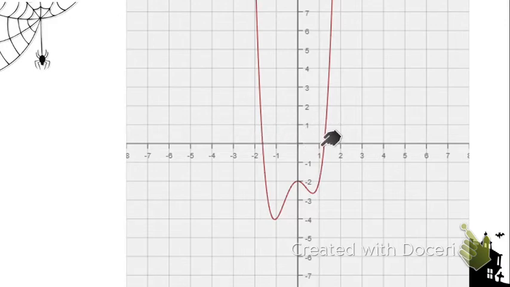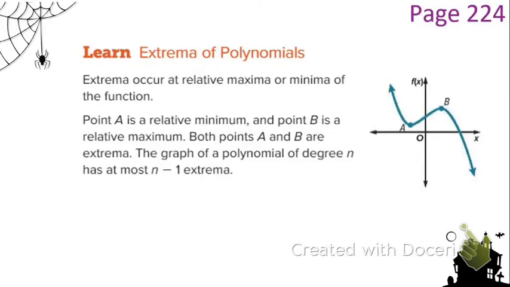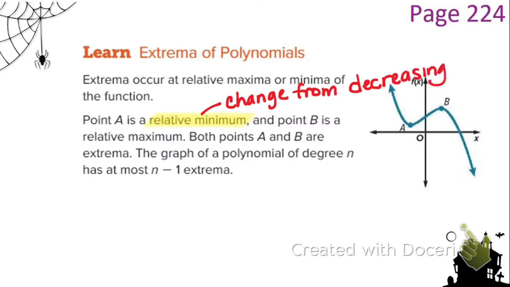And then our second x-intercept is between 1 and 2. This one looks like it's a little closer to 1. All right, so the next thing we're going to talk about is relative max and relative min, or your extrema. So your relative minimum occurs when you change from decreasing to increasing.